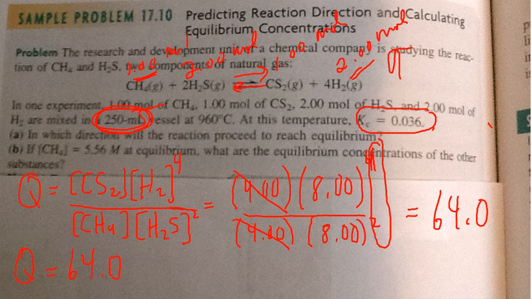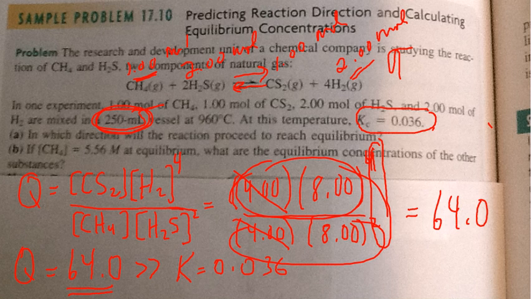Now that is actually quite a bit greater than K, which is equal to 0.036. So what this means is, if this ratio Q is greater than K, our reaction right now needs to shift to the left. So it shifts to the left to lower this ratio, to lower the concentrations on top and increase the concentrations on bottom, to lower the product concentrations and increase the reactant concentrations. So this reaction shifts to the left to achieve equilibrium, consuming some of the products and actually increasing the concentrations of the reactants.